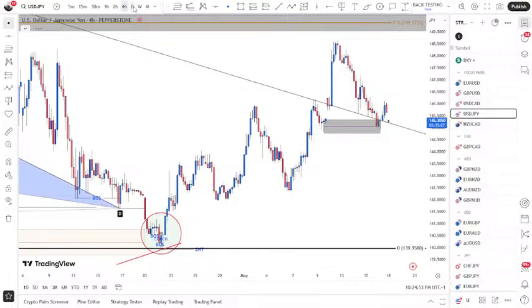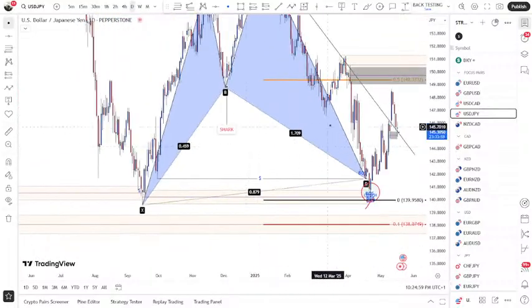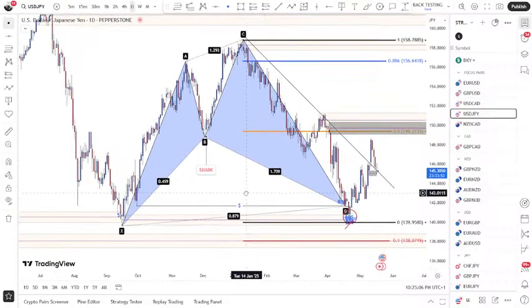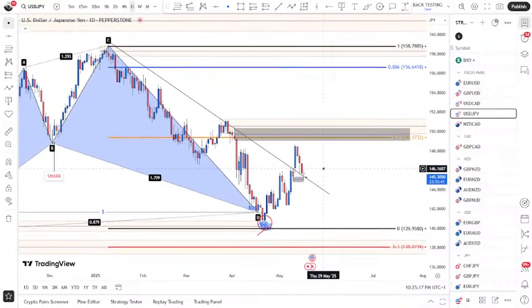USDJPY, we have had a setup since the month of April. This setup was shared in the month of March, and we were anticipating price to push down into this level, and it finally did around 23rd of April. And this setup is still pushing all the way up, and I'm expecting to see price clear off 0.382 and mitigate this order block right here.